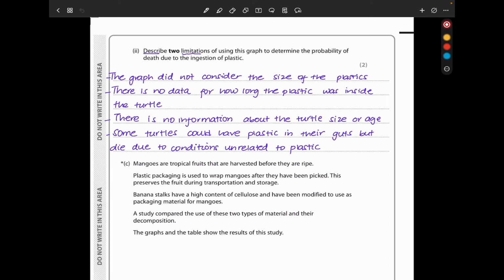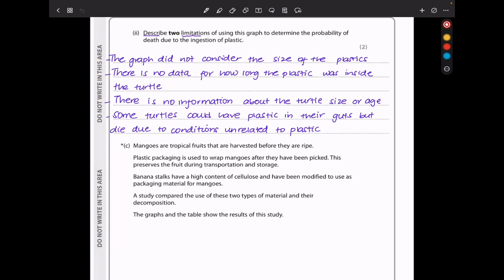Next, I say describe two limitations of using this graph to determine the probability of death due to ingestion of plastics. From the data, we are not given a lot of information. For example, we do not know the size of the plastic. We do not know the size of the organisms, the type of plastics, and so on. So I say the graph did not consider the size of the plastic. There is no data for how long the plastic was inside the taro. There is no information about the taro size as well as age. And some taros could have plastic in their guts, but die due to other conditions unrelated to plastic.